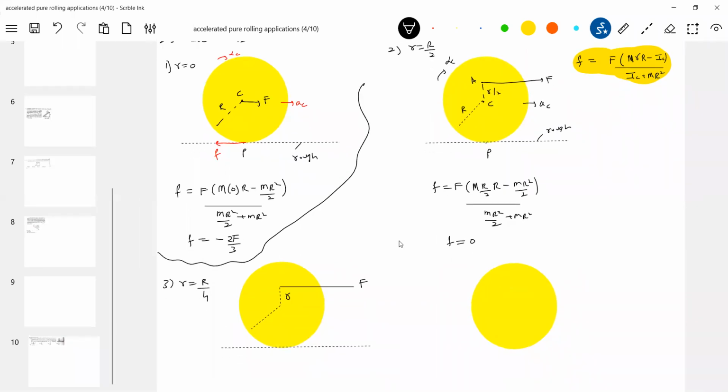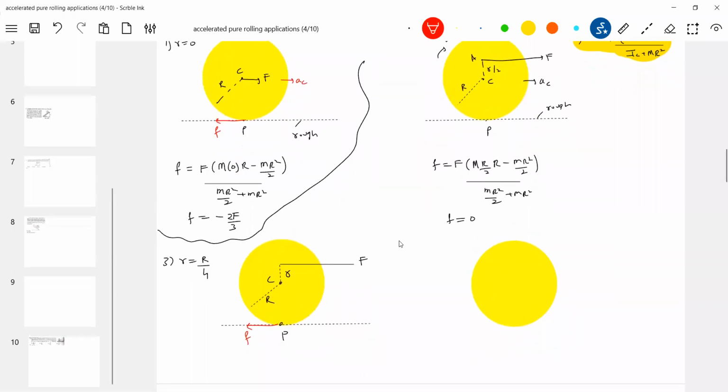Anybody looking at that? You should tell me, what about the direction of friction? I think straight away we have to substitute the formula, no? Small r equal to r by 4. Check it. The friction will be negative, will be backward. And look at the magnitude also. It will be different. It cannot be all the time 2F by 3. It also depends upon where you apply the force.